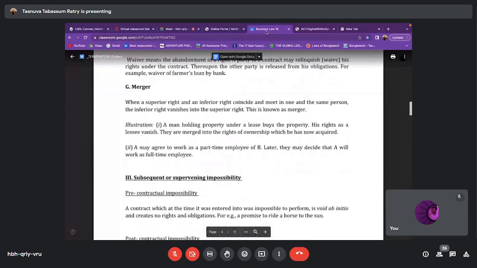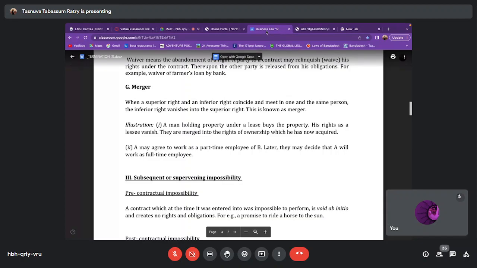Lastly, merger. Merger is also a method of termination by mutual agreement where a superior right coincides with an inferior right and they come to become one person, so the inferior right has vanished, merged. Similarly, if a smaller company merges with a bigger company, the bigger company takes over. What will happen to the smaller company? It will be terminated. So that's what it means by merger.